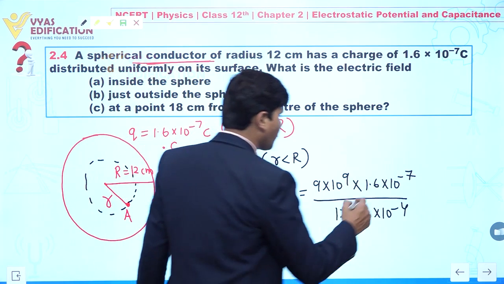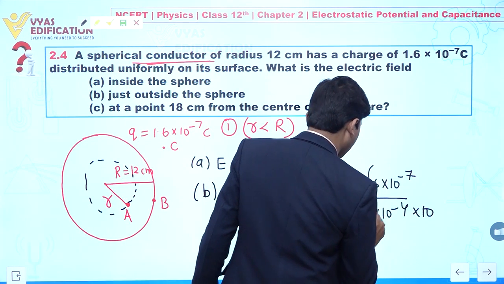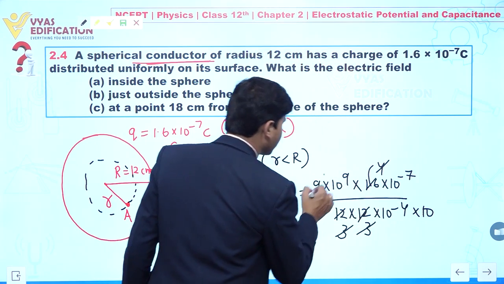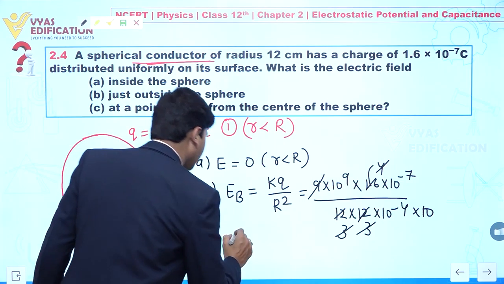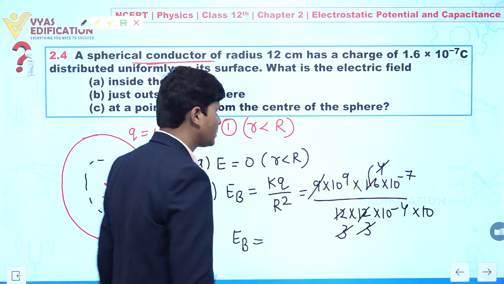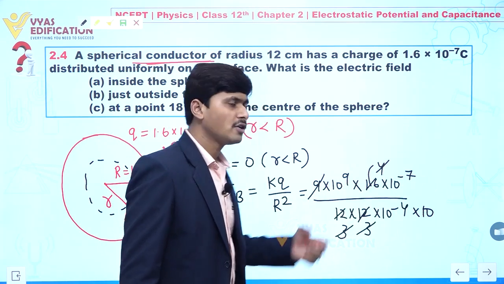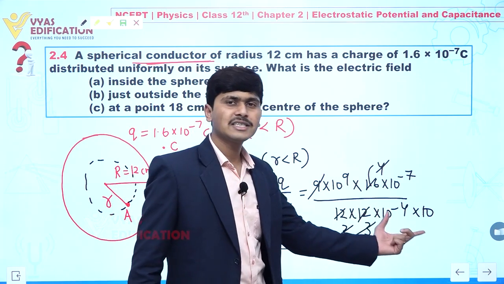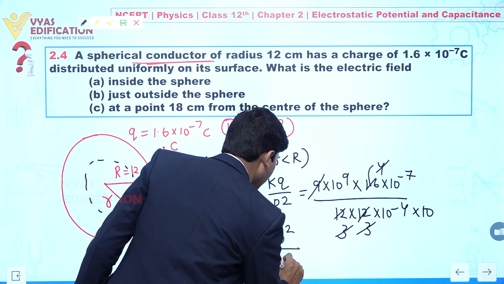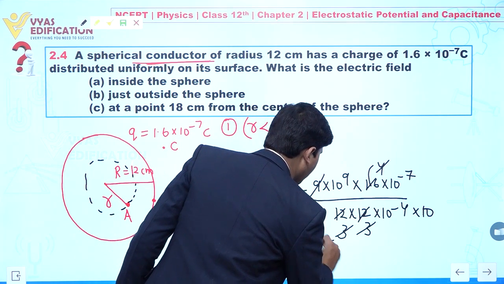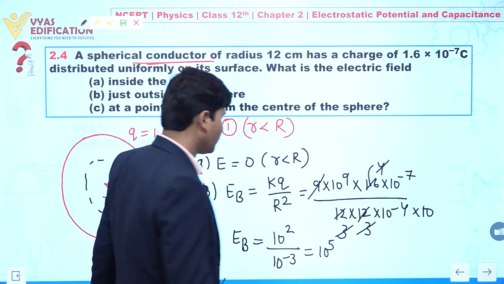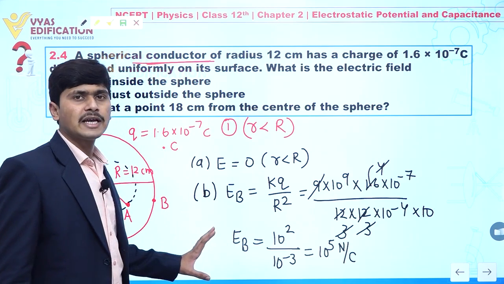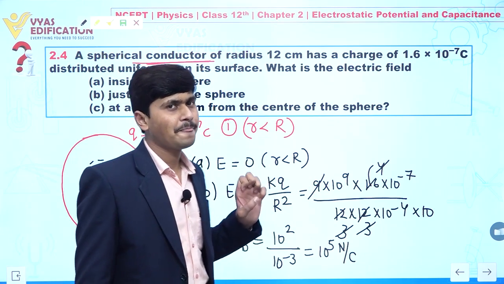From here we can see, if we write here this is 10, we can say this is 3, this is 4 and this is 3, clear. This one and this one cancelled out, clear. So from here we can say value of E at B is given by 10 to the power 9 into 10 to the power minus 7. So this is 10 to the power 2 divided by 10 to the power minus 3, clear. So from here you can say this is 10 to the power 5, and what is the unit of electric field? This is Newton per Coulomb, yes or no. So this is the value of electric field just outside the sphere, clear.